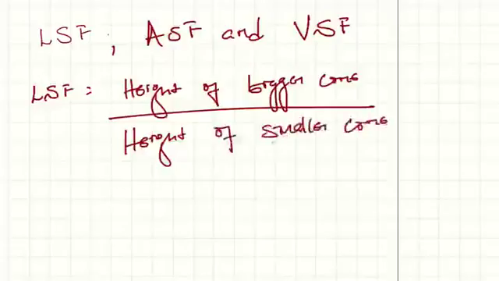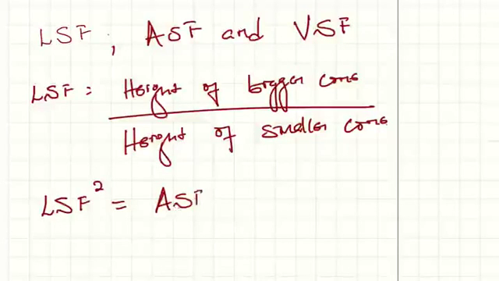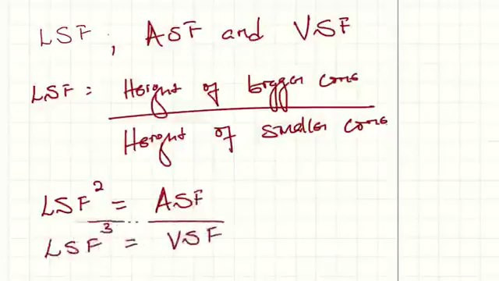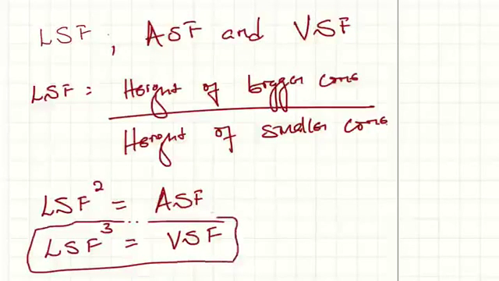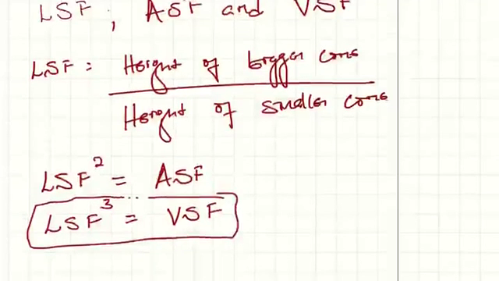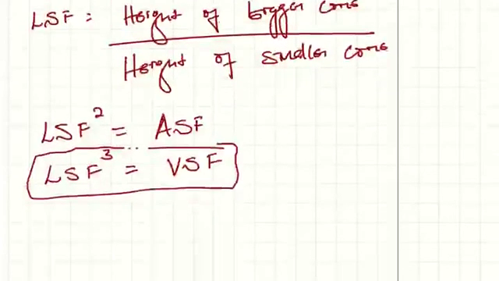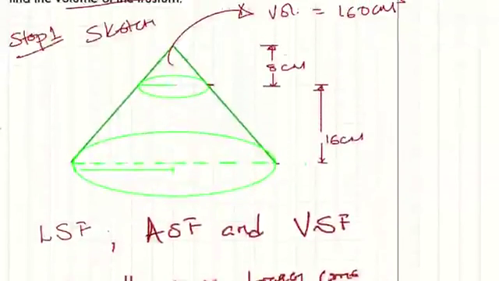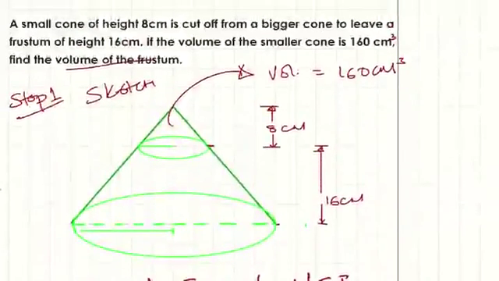That is the first thing you do. And then we know that the relationship between linear scale factor and volume scale factor is given by: linear scale factor squared is equal to the area scale factor, and linear scale factor cubed is equal to the volume scale factor. This is our point of interest. What we are doing is just for you to understand the bits that you're trying to bring up. So we'll find the linear scale factor.